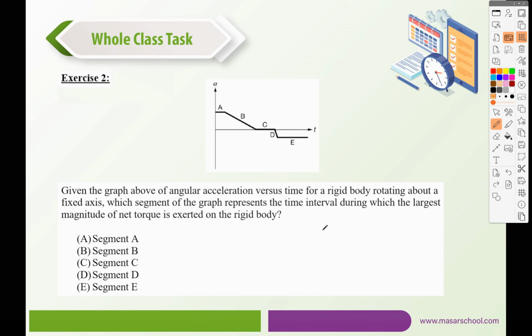We know that according to Newton's second law, tau naught is given by I multiplied by alpha. Then tau naught and alpha are directly proportional. If alpha is the greatest, which means tau naught is the greatest, and this happens in segment A.